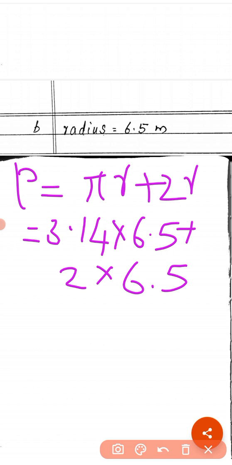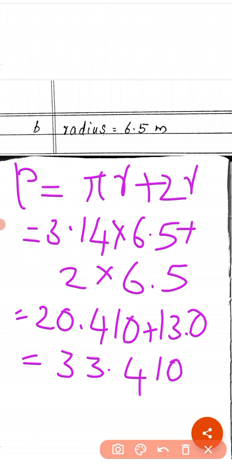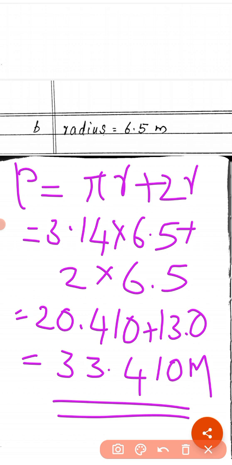3.14 into 6.5 is 20.410 plus 6.5 into 2 is 13.0. Add these two numbers, then our answer is 33.410 meter, since the radius is in meter. So children, here the radius is given, so we are using the formula pi r plus 2r, and substitute the given radius in this formula.